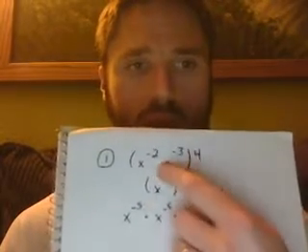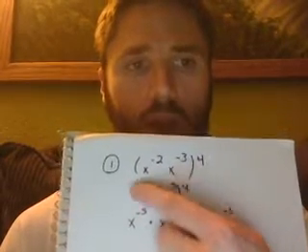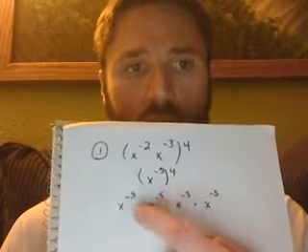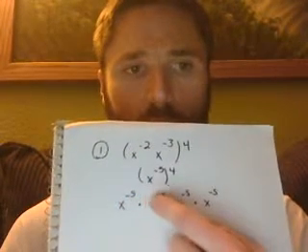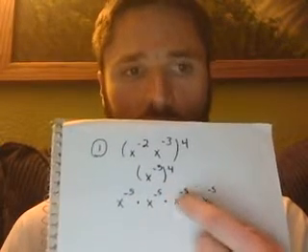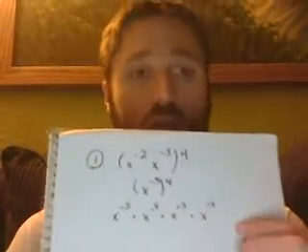Well, as we just discussed up here, whenever you multiply variables with like bases, in this case it's x, what do you do with all the powers? You simply add them. So I have negative 5 plus negative 5 plus negative 5 plus negative 5, which is equal to negative 20. So I have x to the negative 20.